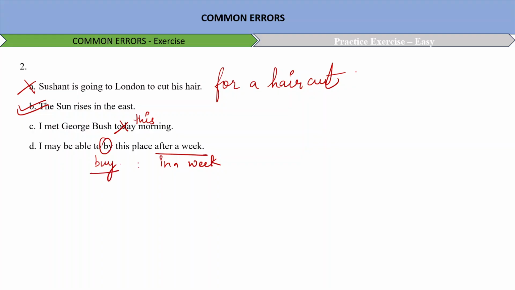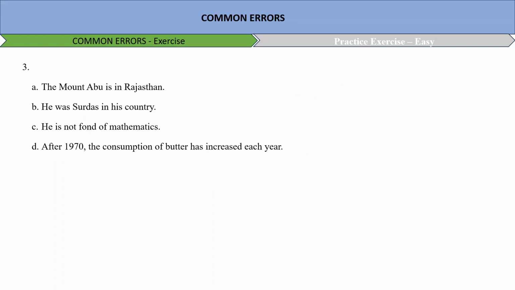Okay, next question. The Mount Abu is in Rajasthan. He was Surdas in his country. He is fond of mathematics. After 1970, the consumption of butter has increased each year. You see, the name of a single mountain is not preceded by an article. Mount Abu is in Rajasthan. He was the Surdas in his country. He is fond of mathematics, which is correct. Not after 1970, since 1970, the consumption of butter has increased.